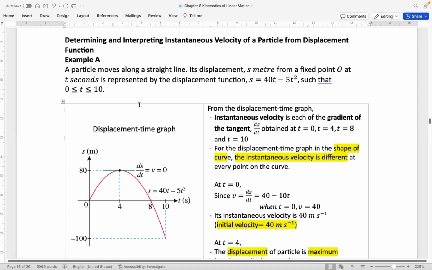Example A. A particle moves along a straight line. Its displacement is given by s equals 40t minus 5t squared, such that t is between 0 and 10. So we can draw a displacement-time graph and see whether we can identify the answer for velocity based on the graph.